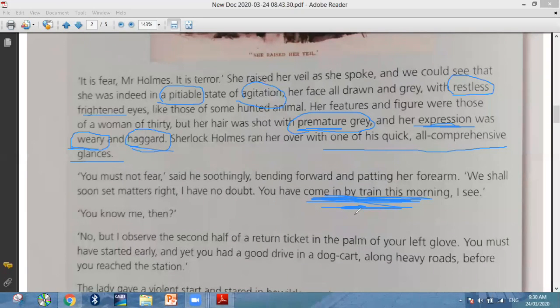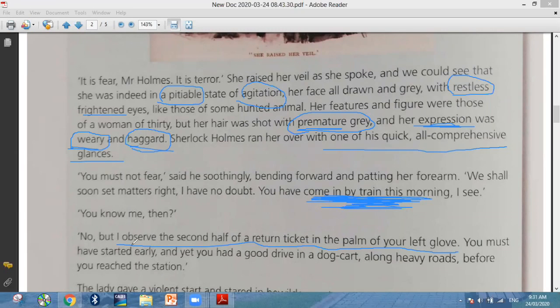This is the first thing that he noticed. Mustafa Khalid? Because he saw her hand. Yes, and he found what in her hand? The second half of a return ticket in the palm of your left glove. So he could know that she came by train when he noticed that second half. Look how he focuses on very minor details. He can get clues or answers to a lot of questions about the case in front of him from very minor details like this. Okay, thanks.